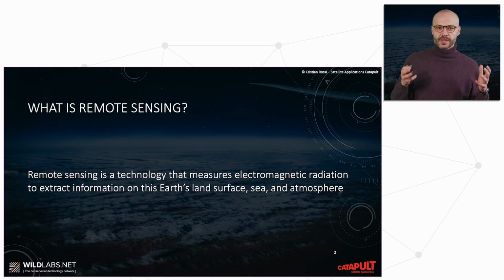Let's start with the basic definition. So what is remote sensing? Remote sensing is a technology that measures electromagnetic radiation to extract information on the Earth's land surface, sea, and atmosphere.